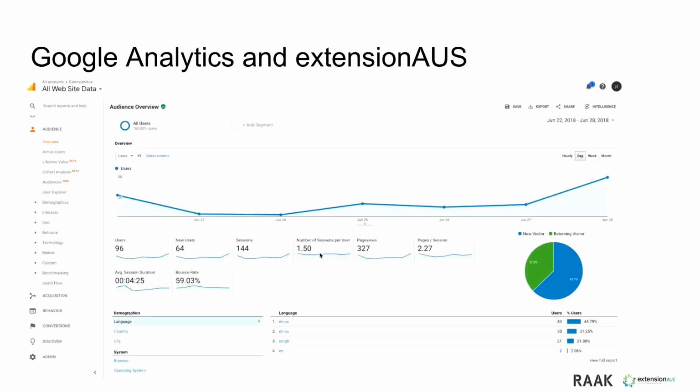So the first one on the left-hand side, you'll see audience. Now we have to be mindful that not for every property within the extensionAUS website this has been enabled. I think there was one or two where it was, and a couple of others where it isn't. So we can always switch that on, but it'll give you a lot of detail about the visitors that are coming to your site.